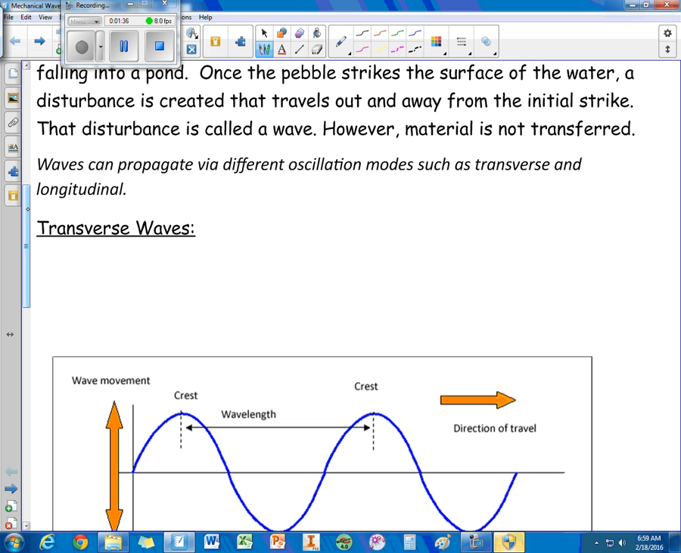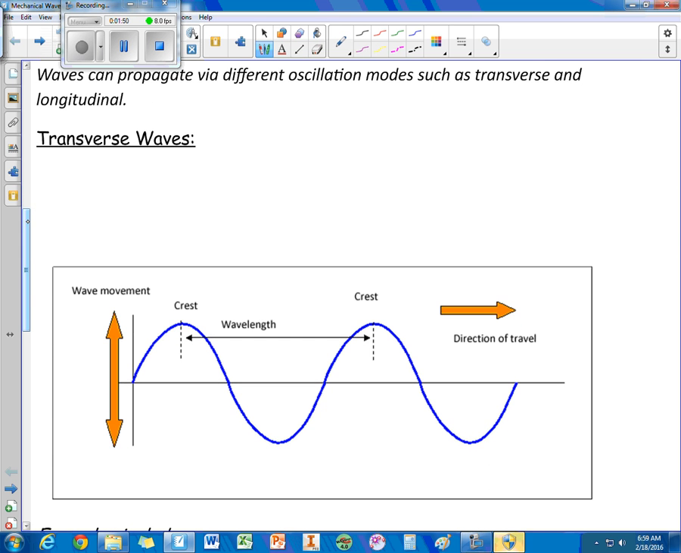So a wave is something that's oscillating, and we just got done talking about simple harmonic motion. So waves can propagate via different oscillatory motion, and there are two types, transverse and longitudinal. In a transverse wave, the particles will be moving perpendicular to the direction of the wave's motion.